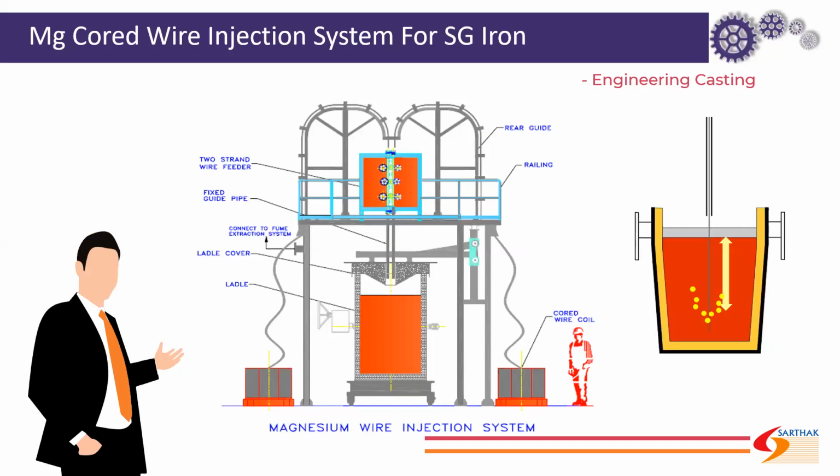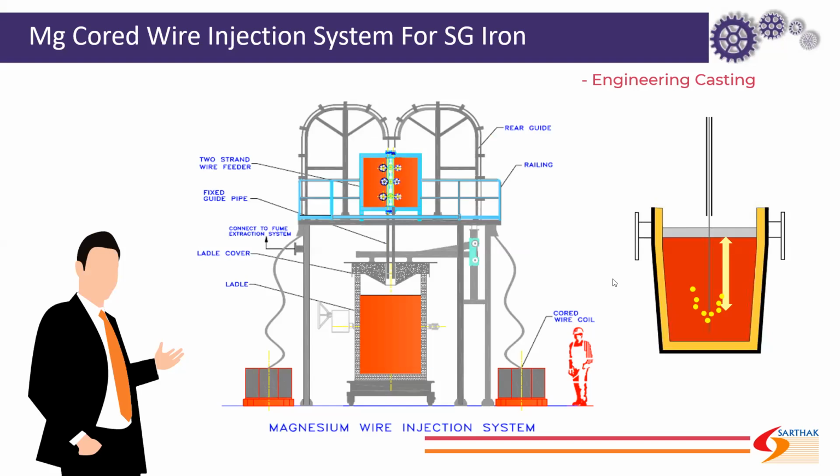So we go directly to the magnesium wire injection system. It is a schematic diagram in which you can see the magnesium wire injection machines and their operations.